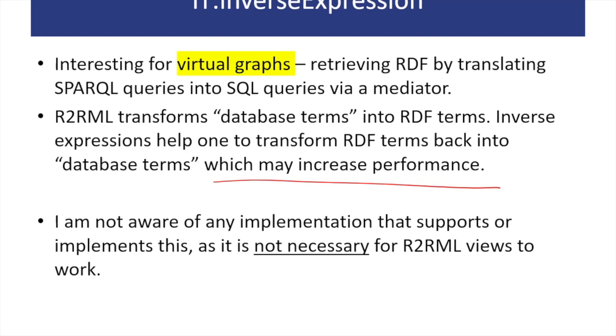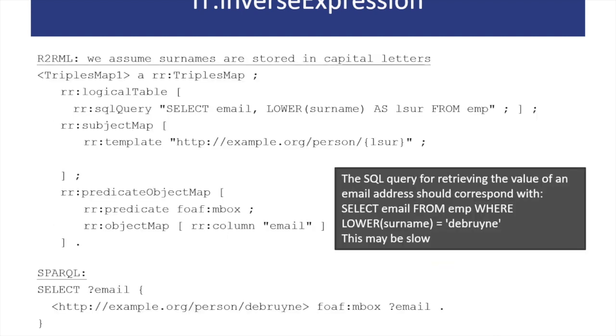I am not aware of any implementation that supports this, as it is not necessary for R2RML views to be generated and work. It's an optimization technique. So let's exemplify the use of rr:inverseExpression. First, I assume I have a database and a table where all surnames are stored in capital letters for this example to work. Now, in my example, I want to generate URIs for people, but I'm not going to use the capital letters.